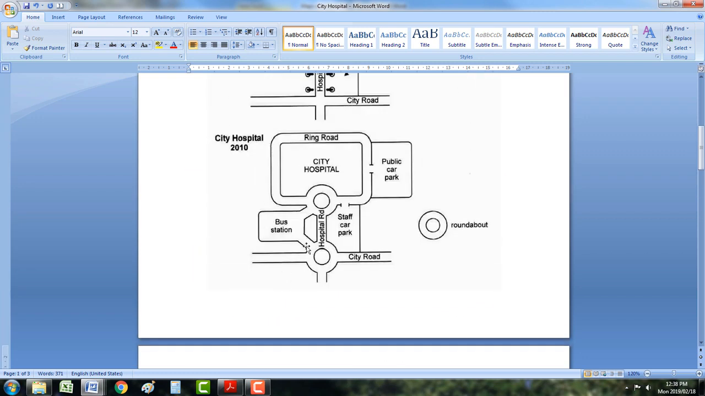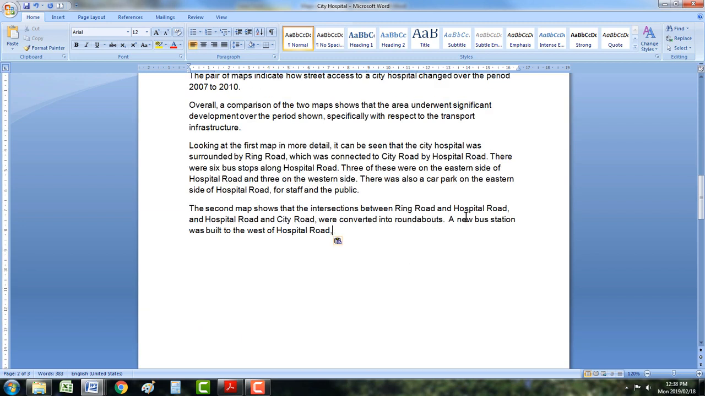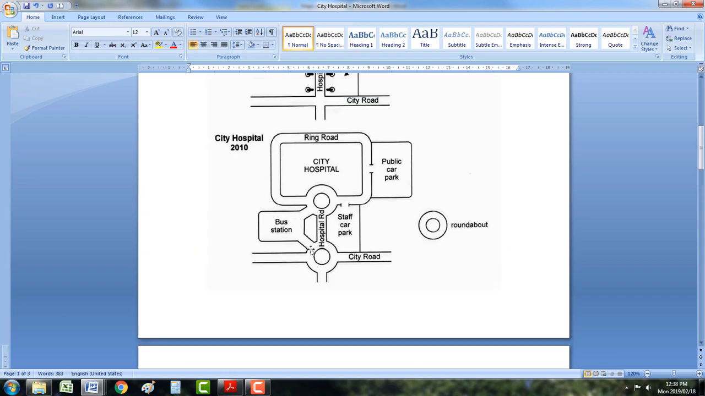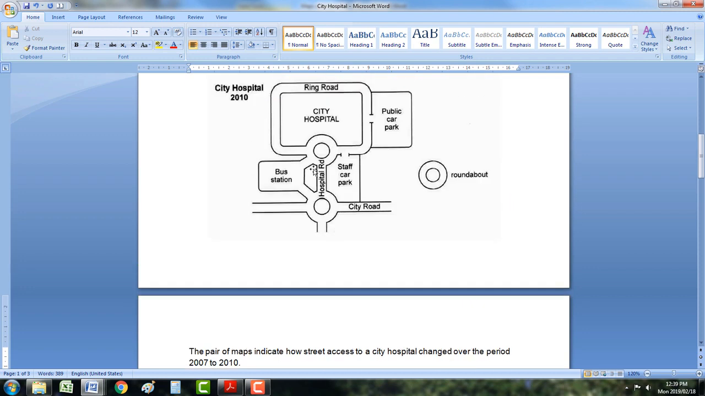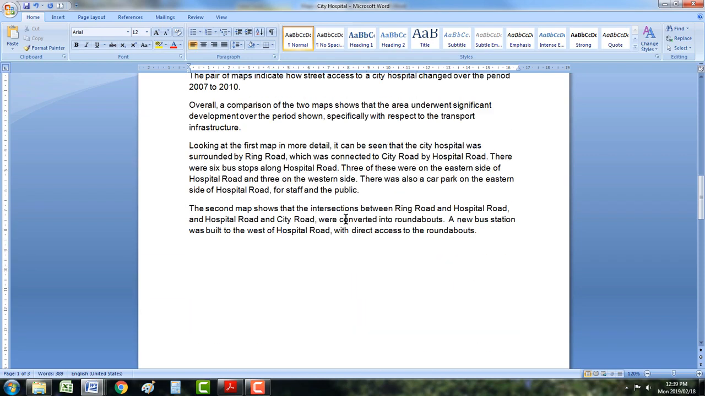They were passive. What's next? Bus station. A bus station was built on the western side of Hospital Road. A bus station was built, passive, on the western side of Hospital Road. I said a new bus station. And I want to say something about these small roads here. So this is a bit difficult. Slightly advanced English there, but if you wanted to, you could say the bus station was connected to the roundabouts by short roads. Something like that, not a problem.